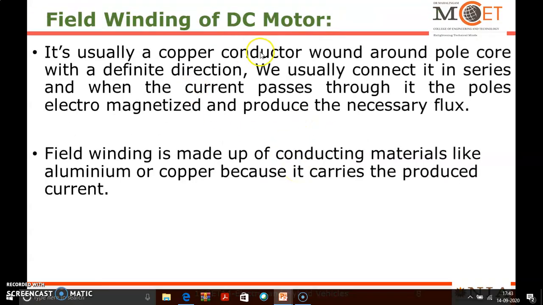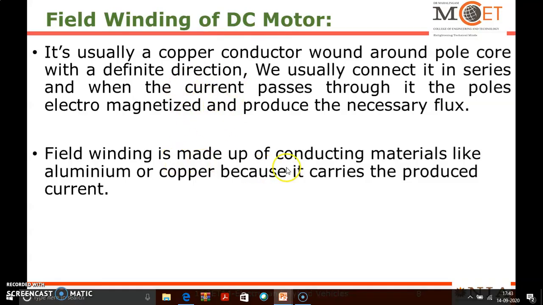Next, the field windings. We know that windings are coils. They are made of copper, which has very good conductivity. The coils wound on the pole core are called the field coils or field windings. They are usually connected in series, and when current passes through them, the pole gets magnetized.